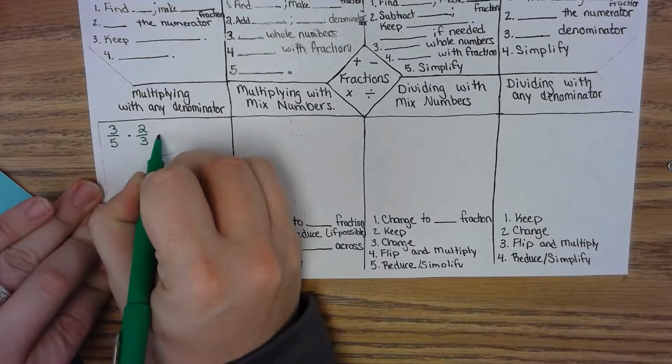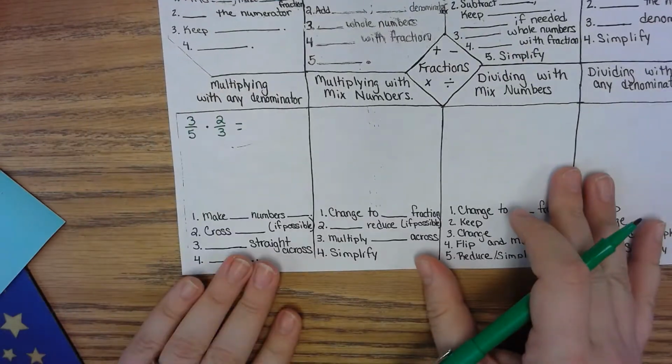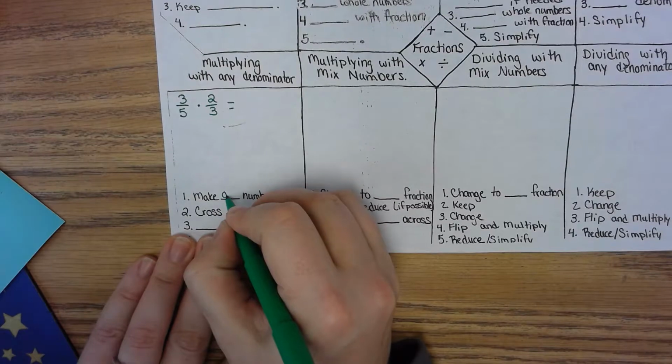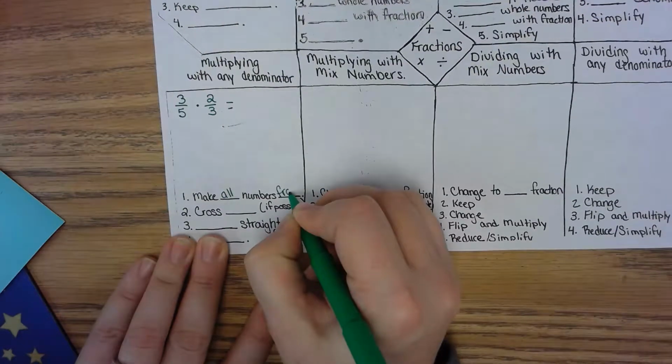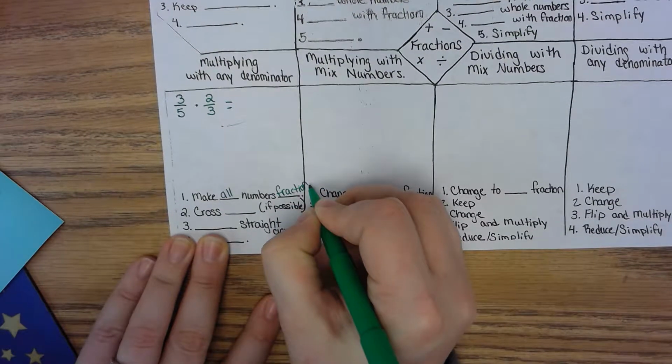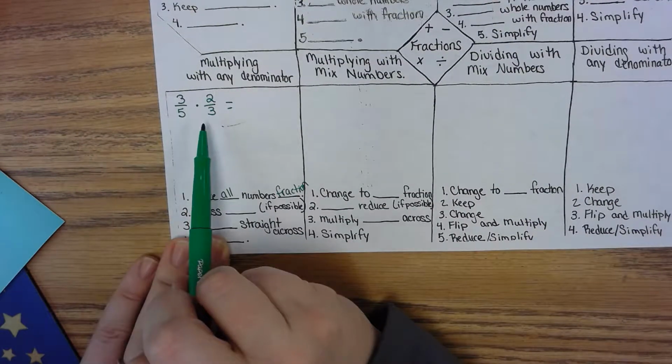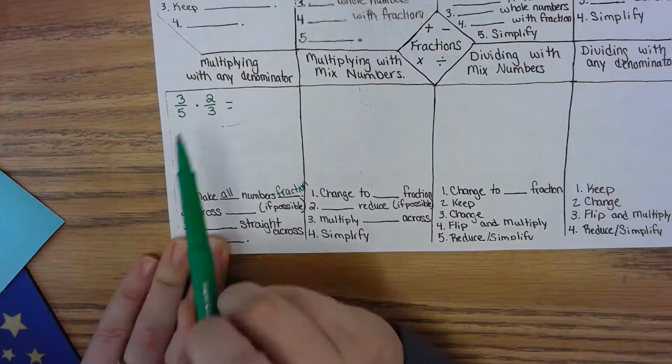2/3. Okay? First and foremost, you have to make sure all numbers are fractions. So if I have a whole number, you put it over 1. All right? These are both fractions, so we're going to just go ahead and move to step 2.